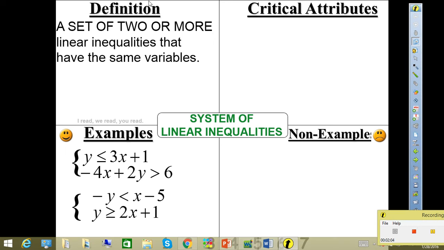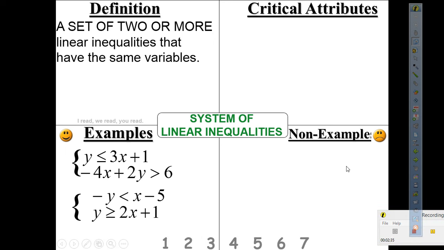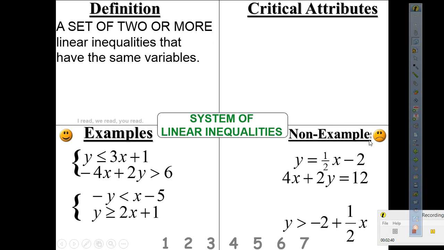So, by now, if you notice, the definition is very similar to what we did with systems of equations. Is that correct? It says two or more linear inequalities. Are they two or more? Yes. With inequality symbols? Yes. Same variables? Yes. So let me ask you a question. If I was to take these brackets off, will this be a system of linear inequalities? Why? Because it's two or more linear inequalities. They have the same variable, all of them, right? Okay. Tell your neighbor, as you copy these next ones, why these are not examples of systems of linear inequalities.